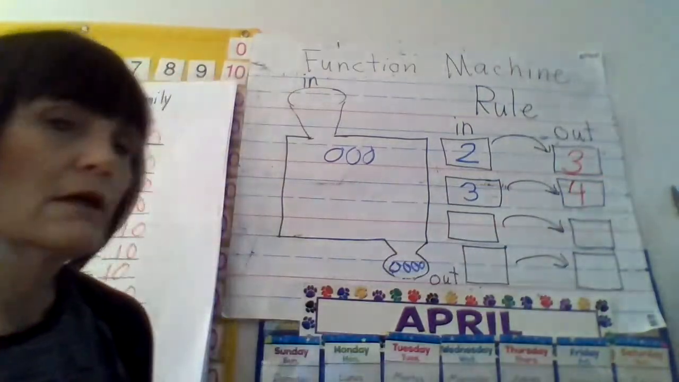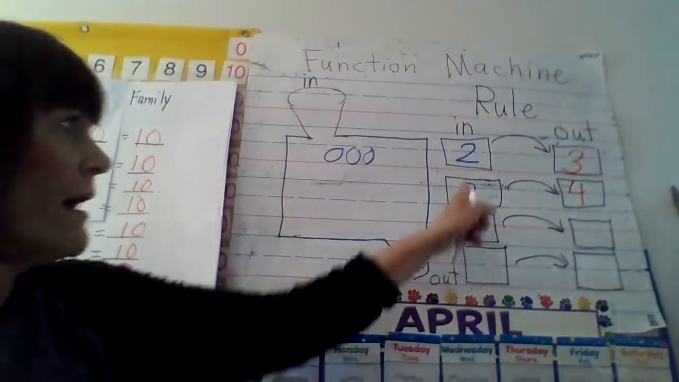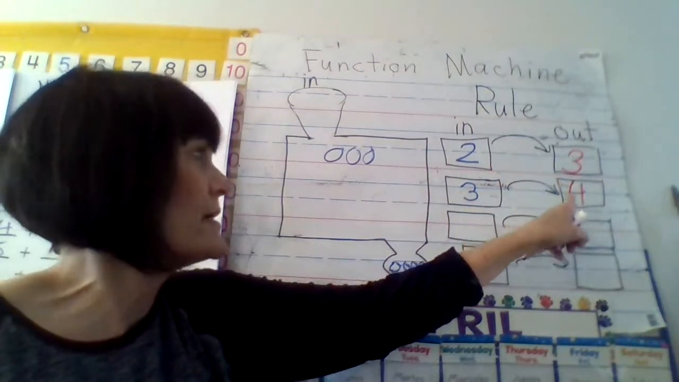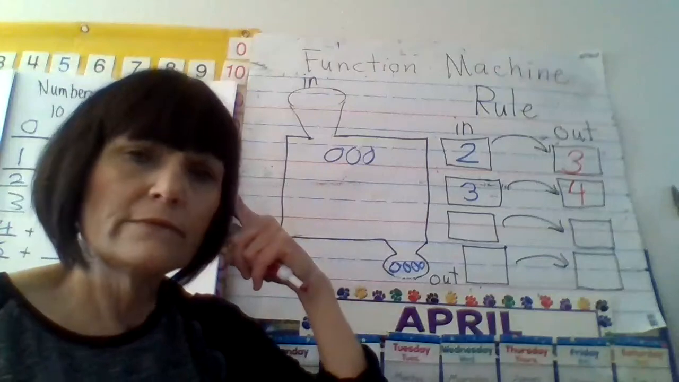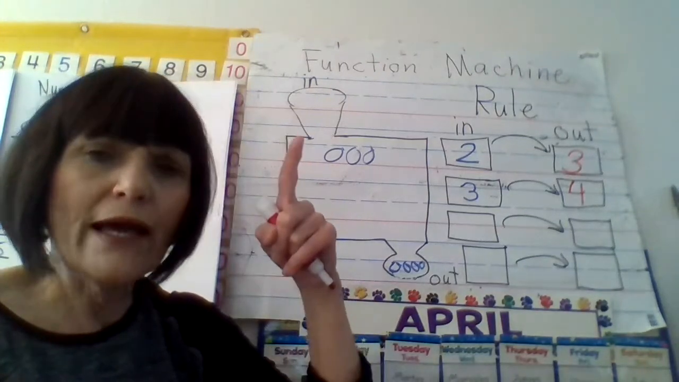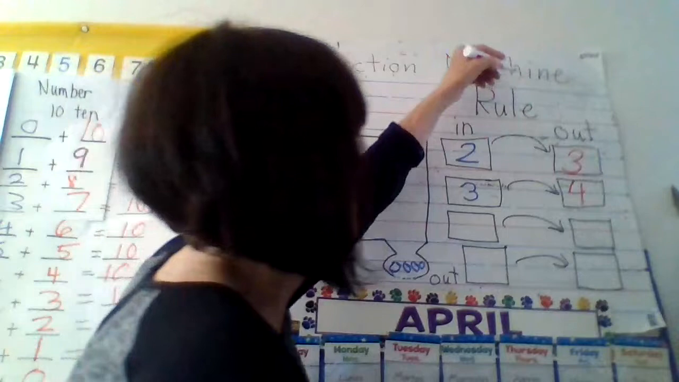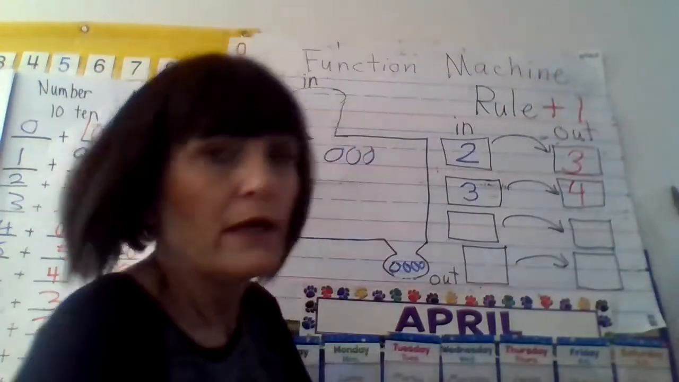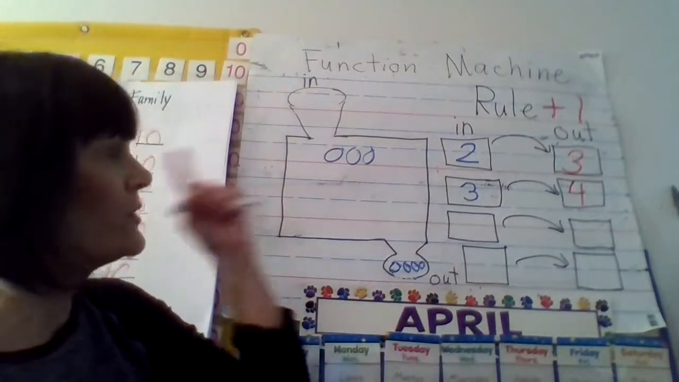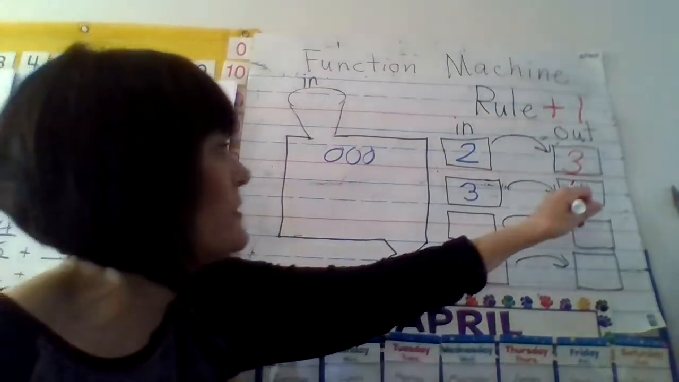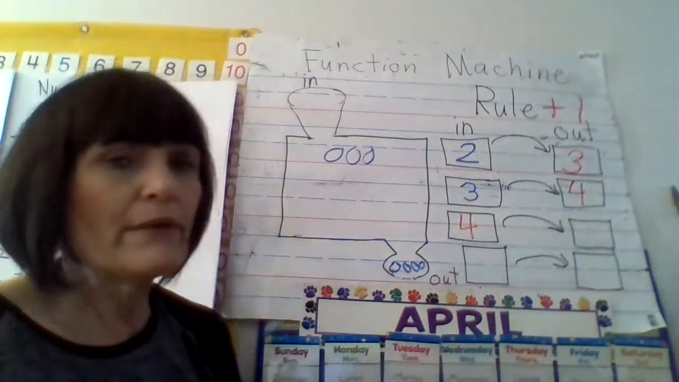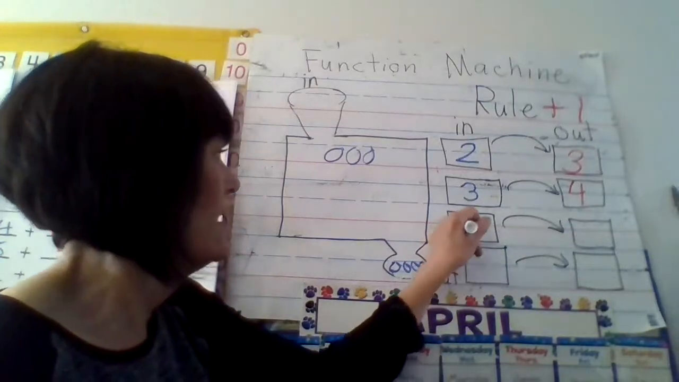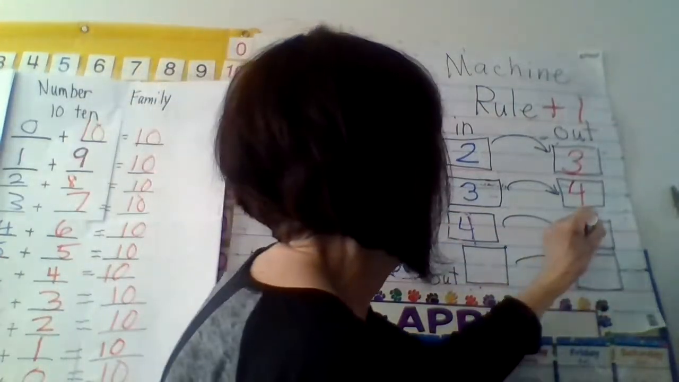So how many more is 3 than 2? How many more is 4 than 3? You're right. It is one more. So my rule is plus 1. It is plus 1. So if we know it's plus 1, if I would have put the 4 pennies in, how many would come out? Yes, yes, yes. 5 pennies would come out.